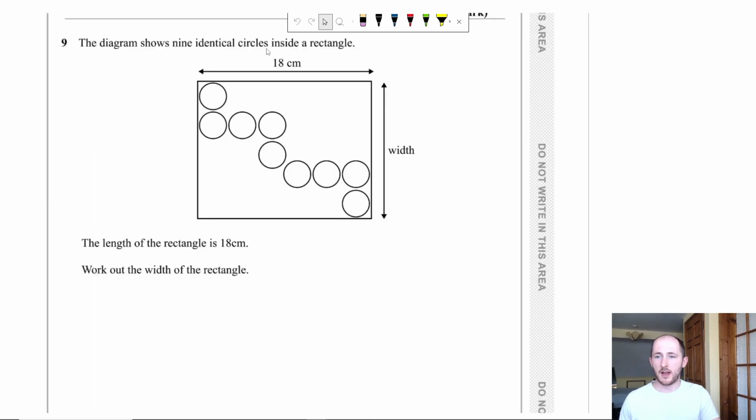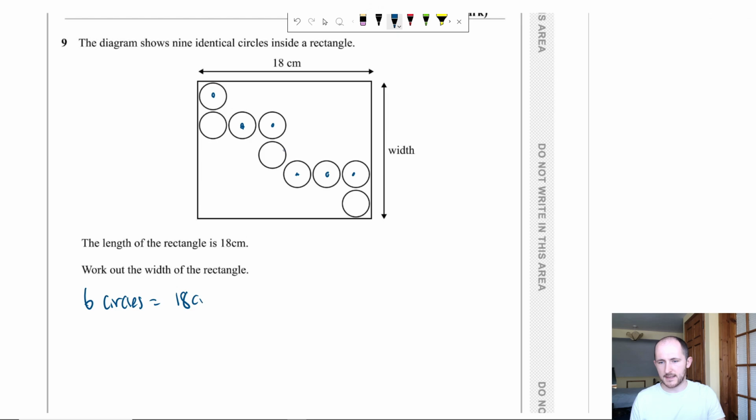For this question we have 9 identical circles inside of a rectangle, and this is what it kind of looks like. The length of the rectangle is 18 centimeters, and we need to work out the width of the rectangle. Okay, so if you think about this logically, how long is this rectangle? So if I count it, 1, 2, 3, 4, 5, 6. Can you see that those 6 circles make up the length of the rectangle?